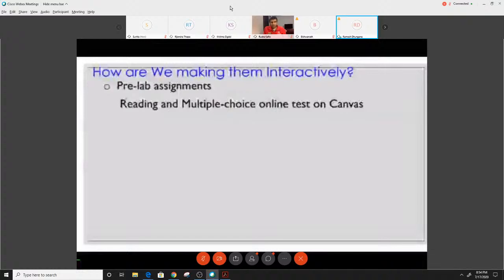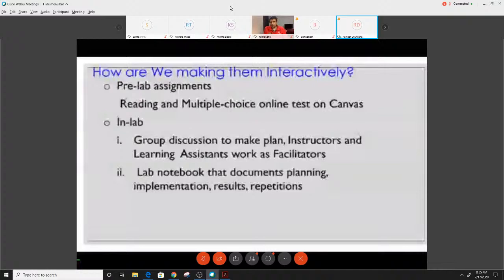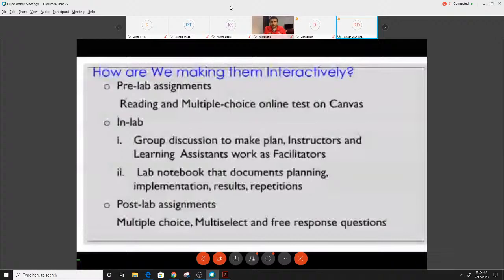So how are we making this lab interactive? We give them pre-lab questions where they go through and interact with those questions first. That means they interact with some of the main concepts of the lab we are doing. And then the main interaction happens inside the lab. There is group discussion, they make the plan, and they write the procedure. The instructor and any learning assistants basically act as facilitators. And then they document everything in the lab notebook. So that's not a new thing. Anyway, in conclusion, that's my conclusion.